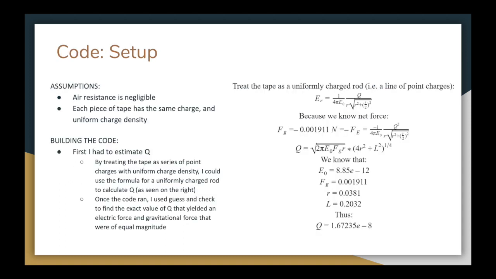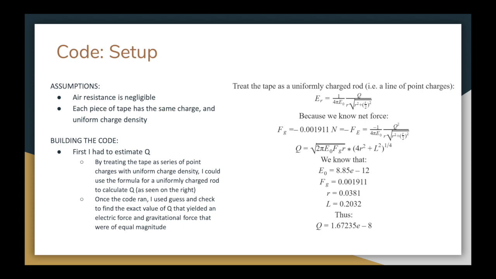There were several assumptions that had to be made before beginning the Lab 2 code. First, we had to assume air resistance was negligible. Second, we had to assume each piece of tape had the same charge and uniform charge density. Once we made these assumptions, we could begin to estimate Q. By treating the tape as a series of point charges with uniform charge density, the formula for a uniformly charged rod could be used to get a starting estimate of Q, as seen in the work on the right.